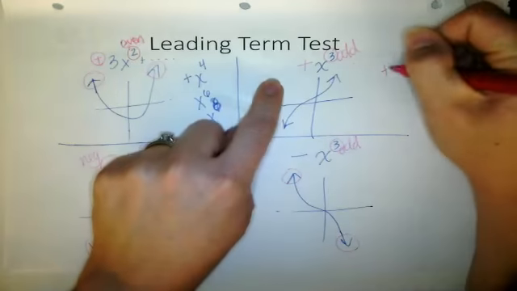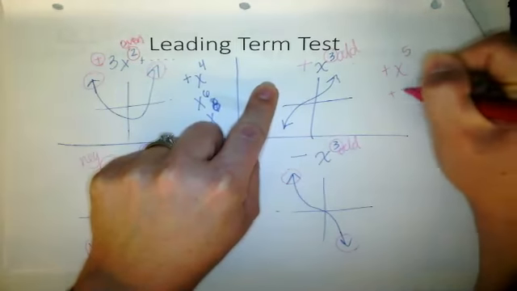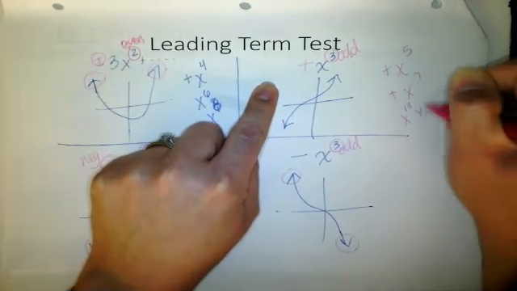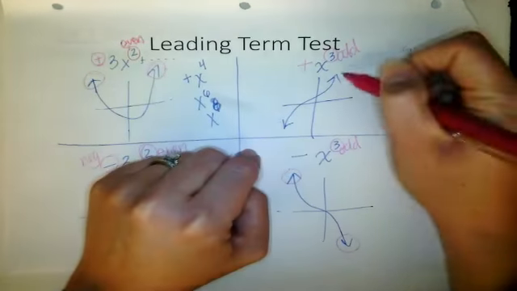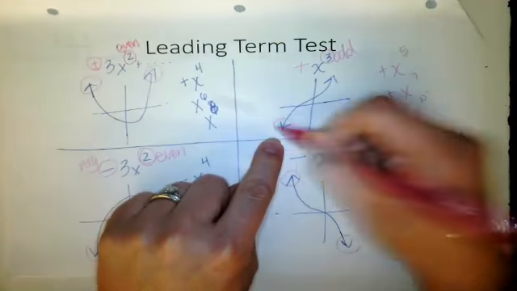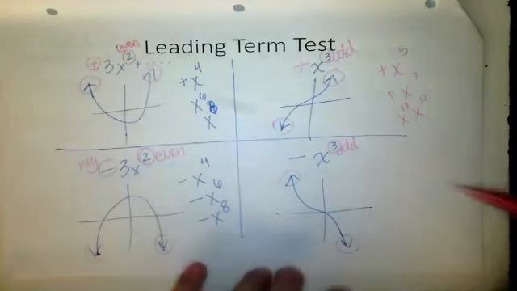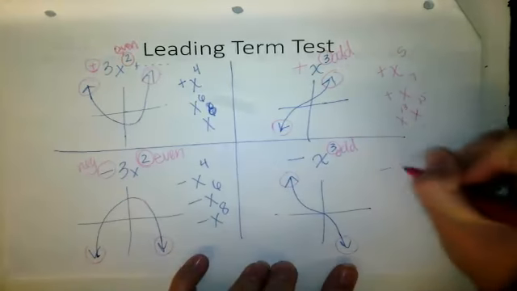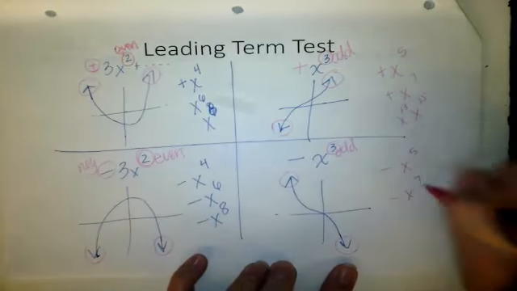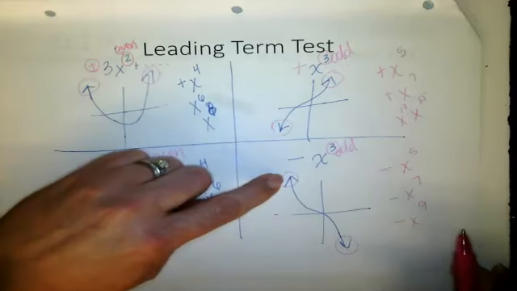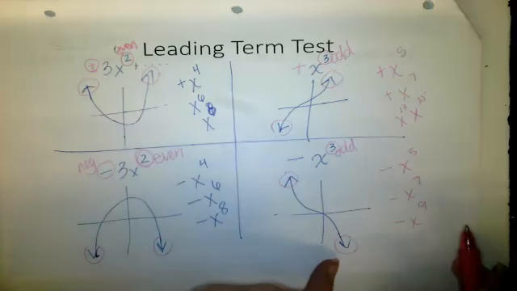If it's a positive x to the 5th and positive x to the 7th and positive x to the 13th or x to the 15th, they all have arrows that start low on the left and high on the right. And the same is true if we have negatives in front. A negative x to the 5th or negative x to the 7th or negative x to the 9th. They all start high on the left and end low on the right. Okay?